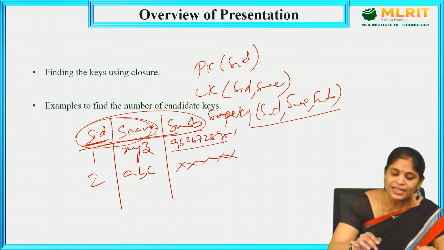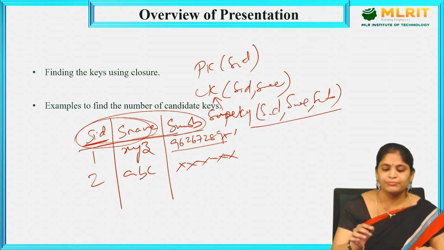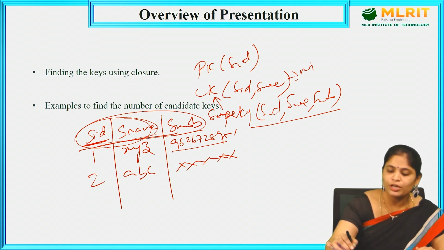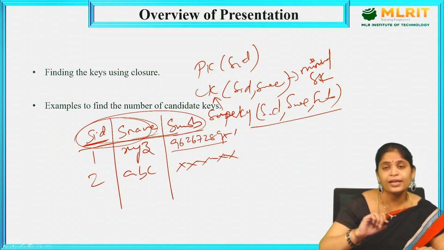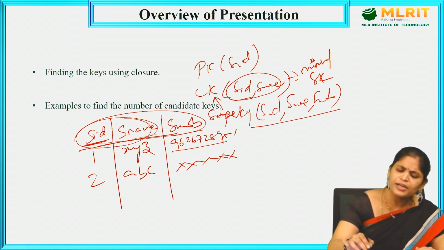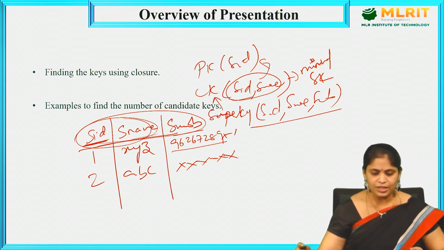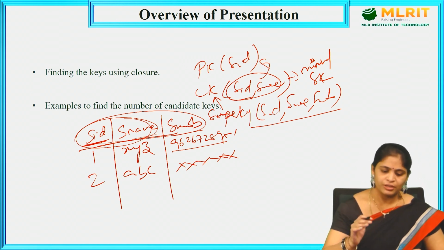So we can say that a minimal super key can be a candidate key. So candidate key is nothing but a minimal super key. That is what the candidate key is. And the minimal candidate key can sometimes be a primary key. So that is the brief discussion about the keys.